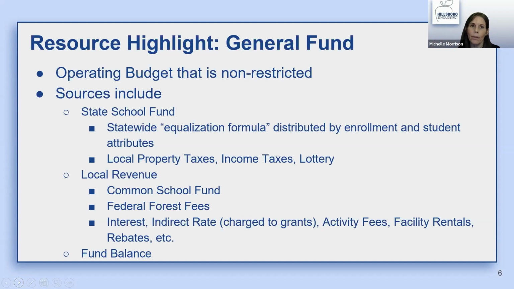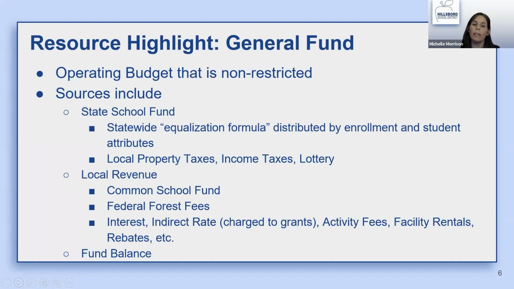The sources include our state school fund. The amount that we receive from the state school fund is driven by income taxes and local property taxes, which all contribute to the state school fund and are distributed to districts driven by enrollment and student attributes. The fund distribution is weighted based on different types of students, knowing that some services may cost more to offer than other students' services. That is our state school fund, and it is the majority of our general fund.